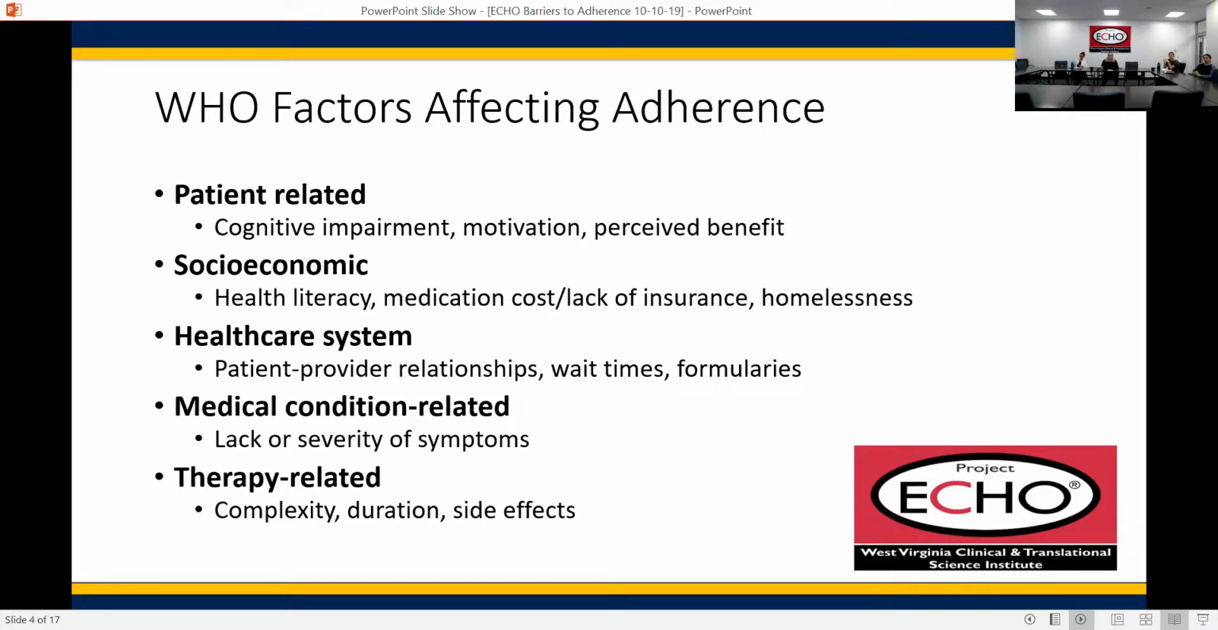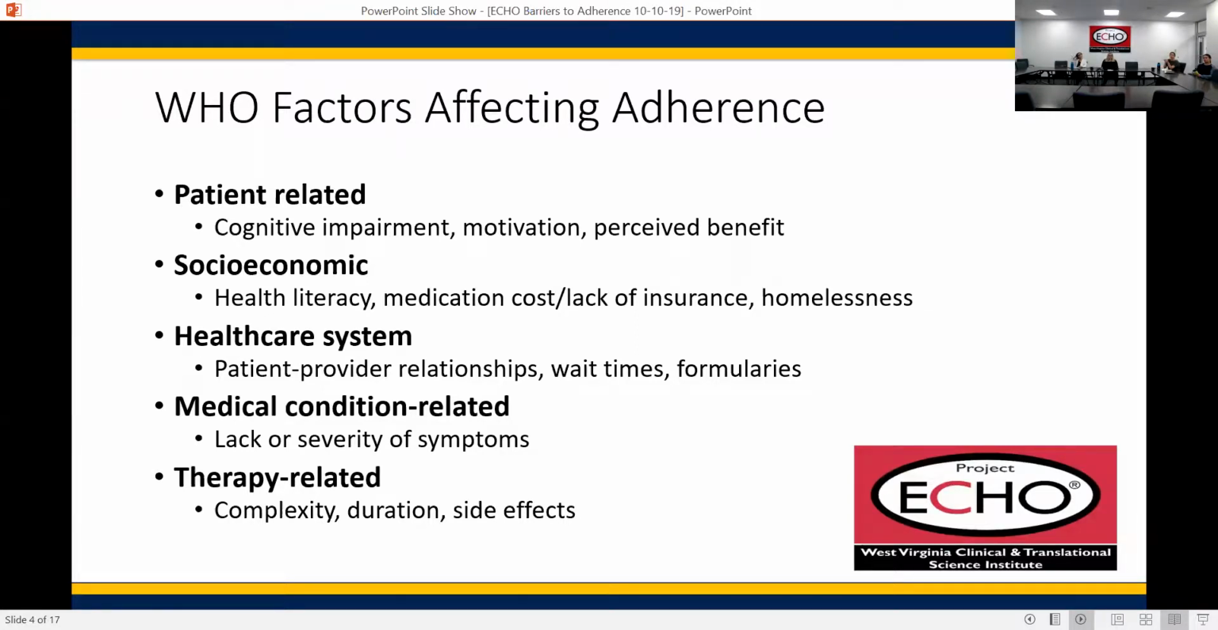So all patient specific. Another one to evaluate is the socioeconomic area, where this is health literacy. How much the medication costs. Does the patient have a stable environment? Are they homeless? Do they have transportation to get to the pharmacy and to your office? And then there are issues with the healthcare system as well, what their perceived patient provider relationship is.